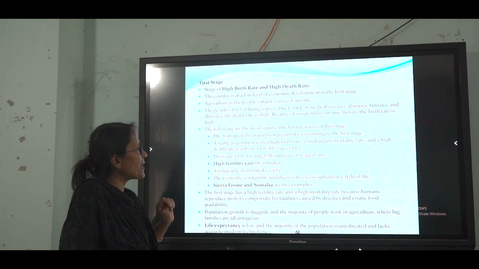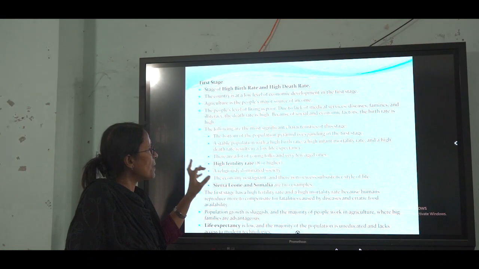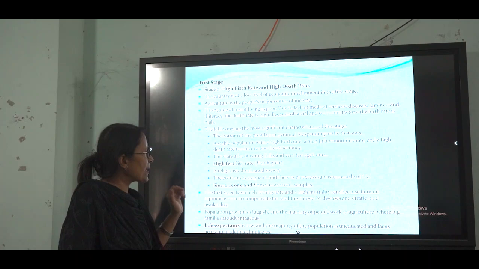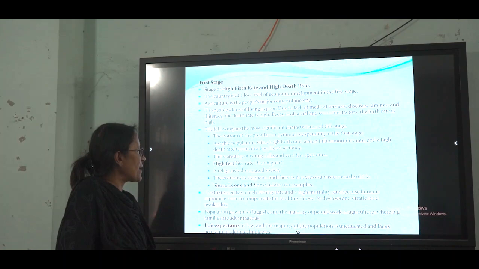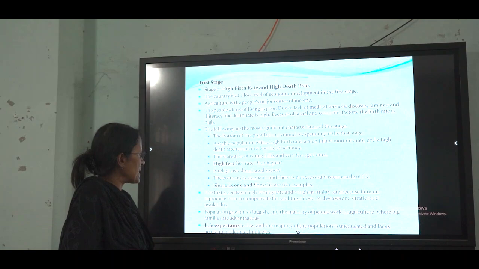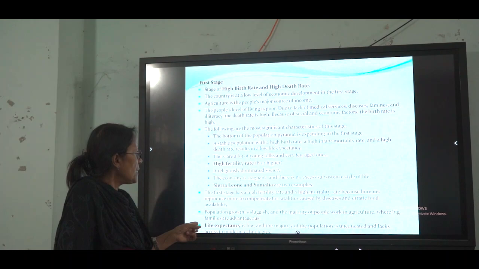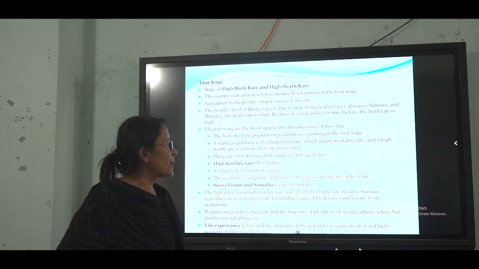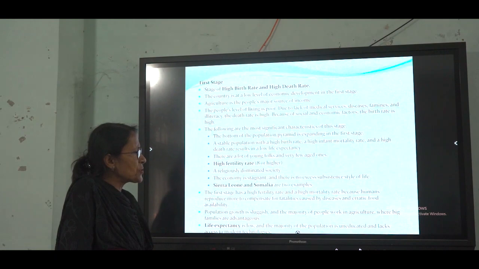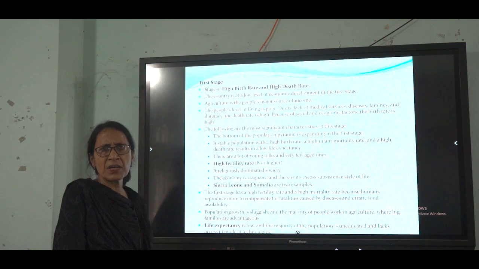High fertility rate, 8 or higher. Religion is the primary dominating factor which controlled the society. The economy is stagnant, with a subsistence style of life. Sierra Leone and Somalia, some of the African countries, we are taking as examples. The first stage has a high fertility rate and a high mortality rate because human reproduction is more, to compensate for the higher death rate caused by disease and erratic food availability. Population growth is sluggish and the majority of the people work in agriculture, where big families are in an advantageous position.